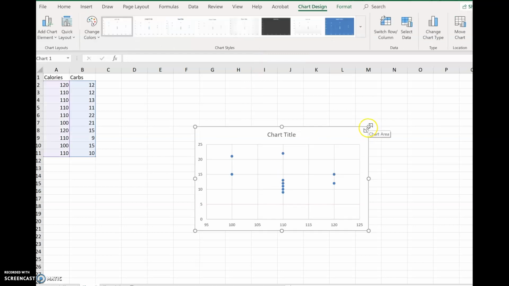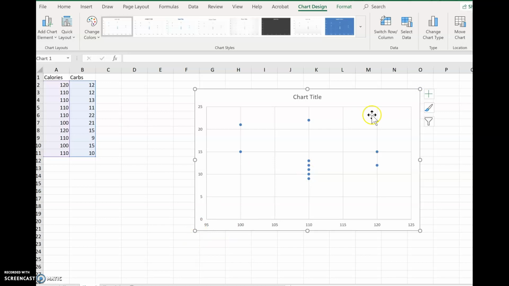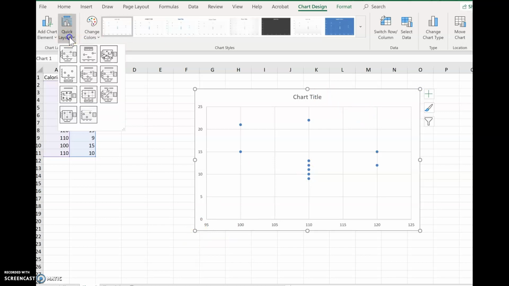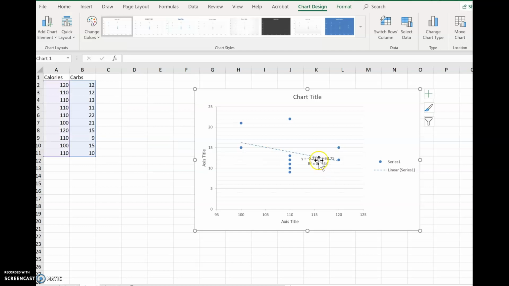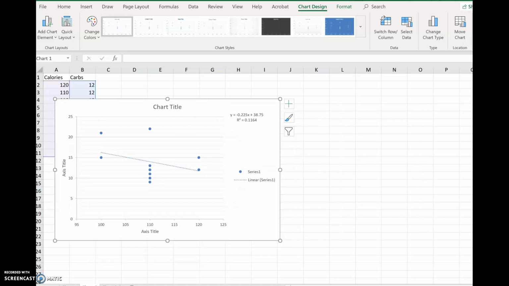Okay, so once we have them, you can do the long route, or for me, I'm just going to do the quick layout. There's one with the symbol f of x. This quick layout will give you the equation and then the residuals. I cannot make it larger, but hopefully you can see it. Okay, so that's the equation, y equal to negative 0.225x plus 38.75, with the R squared, the correlation coefficient squared, being 0.1164.